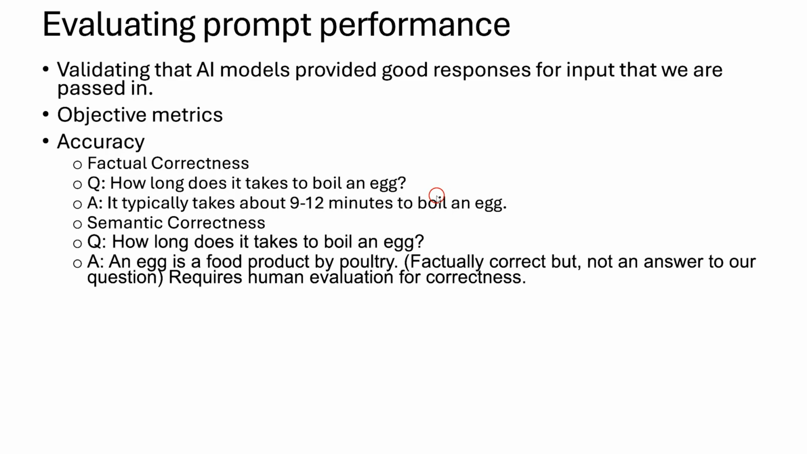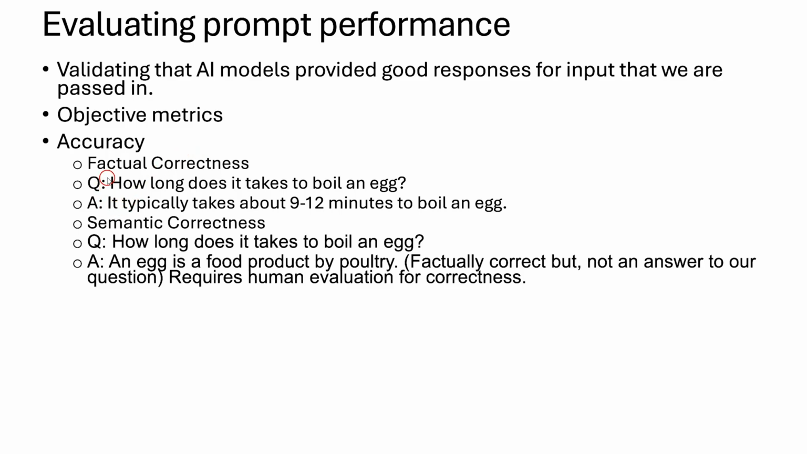In fact, it typically takes about 9 to 12 minutes to boil an egg. And if the response is not near to this fact, then we can say the AI model is not providing a proper response. That is the factual correctness in the accuracy metric.